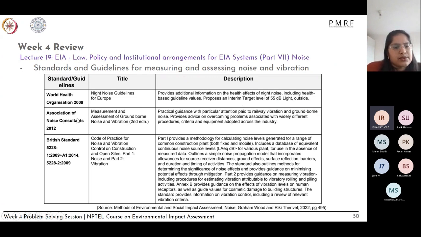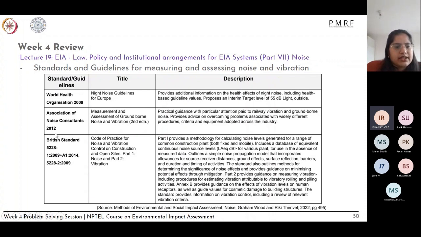And then we have the Association of Noise Consultants 2012, which looks at the measurement and assessment of ground-borne noise and vibration. So any noise, particularly some railway vibration and ground-borne noise, it provides guidance on these problems, and it looks at their procedures, criteria, and equipment adopted across the industry, and provides advice on overcoming the problems relating to these things.